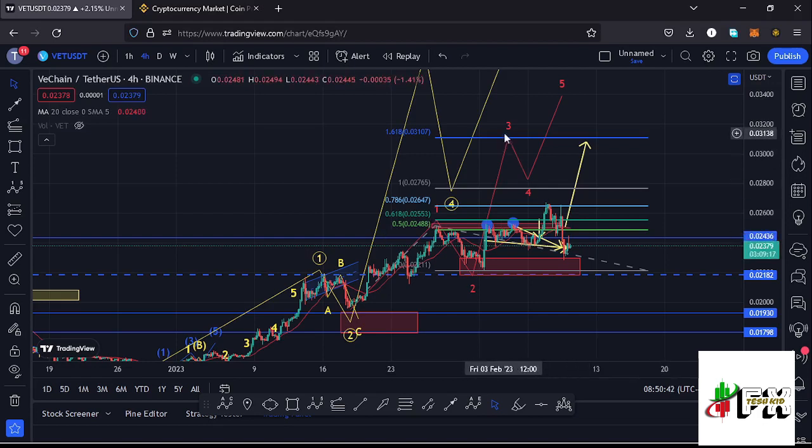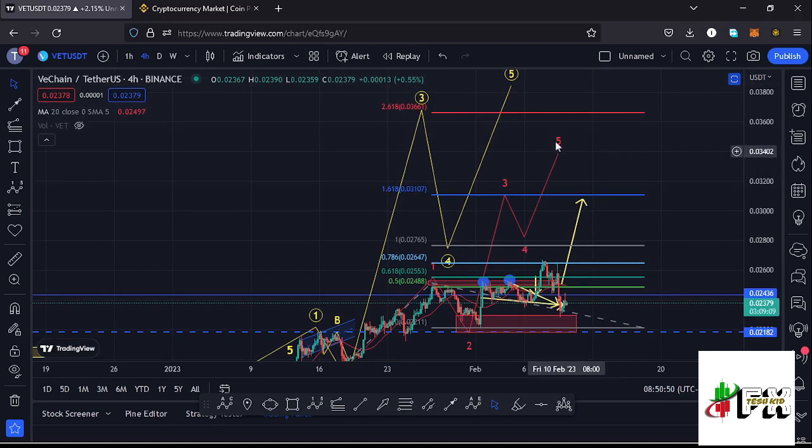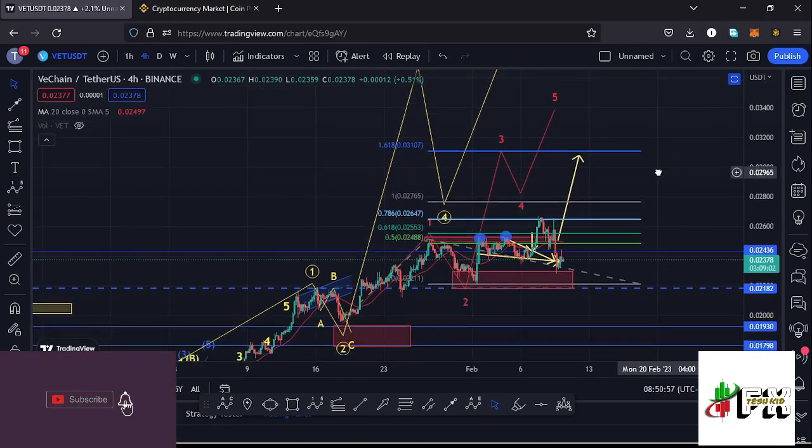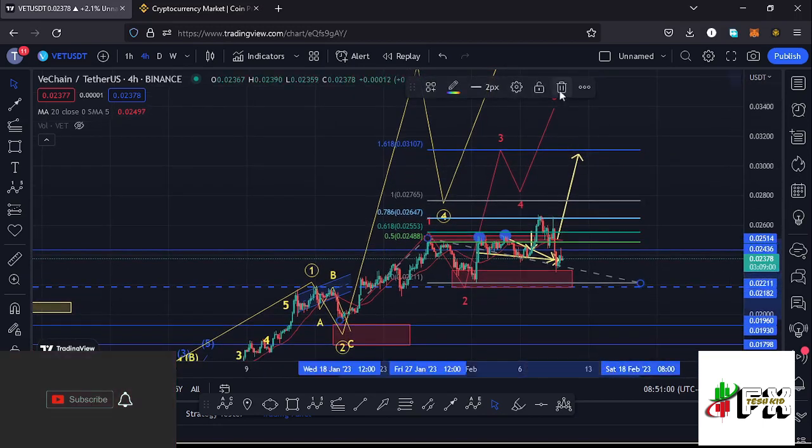and that is the minimum that I would expect that wave 3 to the upside to do before we can expect a corrective structure in the formation of that wave 4, then push even higher in the formation of that wave 5 to fully complete the formation of this larger Elliot wave count 3 of this Elliot wave structure right here in yellow. And that is the first possible scenario that we can expect here on the Vechain chart.